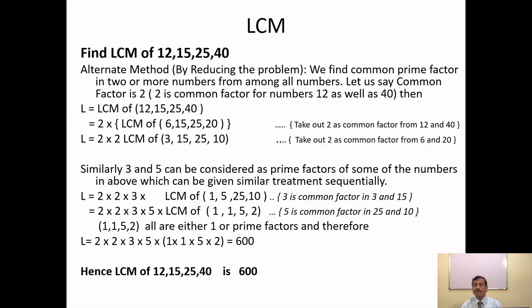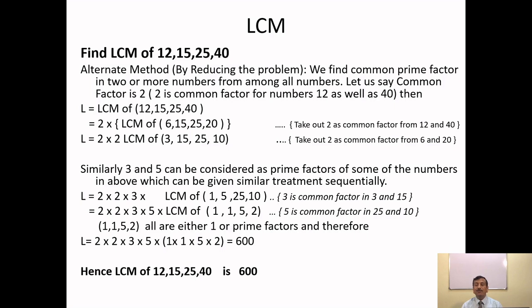Find LCM of the numbers 12, 15, 25 and 40. We have recently seen how to go about LCM, but now this is a different method. This alternate method basically keeps on reducing the dimension of the problem. We find a common prime factor in 2 or more numbers.